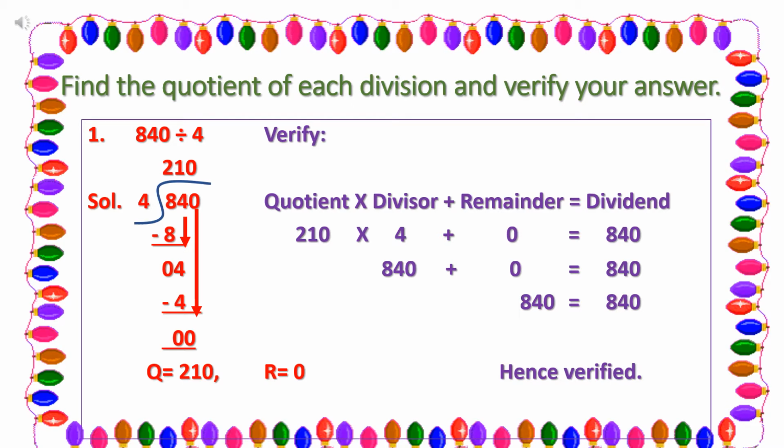And where will we write it? We will write under 4, which is our dividend. 4 tens were our dividend. We will write under it 4. And now we will subtract these 4s. 4 minus 4 is equal to 0.